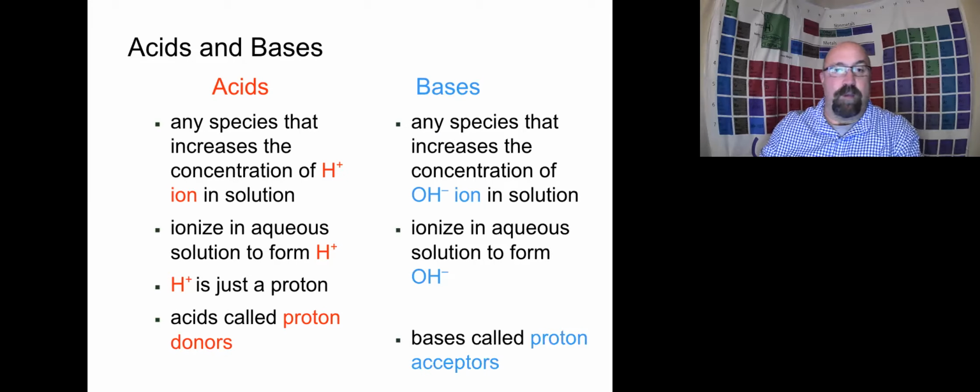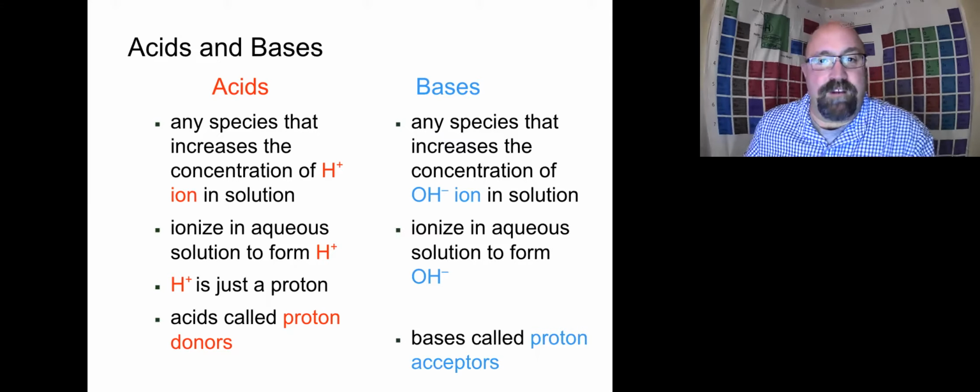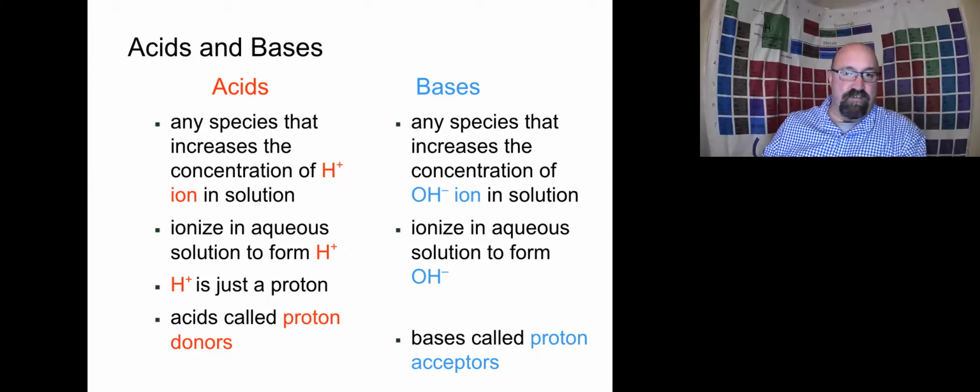We talked about some of our properties of bases. One of our definitions is that they are any species that increase our concentration of OH minus. And that bases, especially the strong bases, ionize in aqueous solution to form OH minus. So for instance, sodium hydroxide, NaOH, will dissociate into its ions, Na plus, sodium, and OH minus. And so we get more OH minus in that way. And we talked about, for one of our definitions, that bases are also proton acceptors. So anything that accepts a proton would be labeled as a base in that particular reaction.